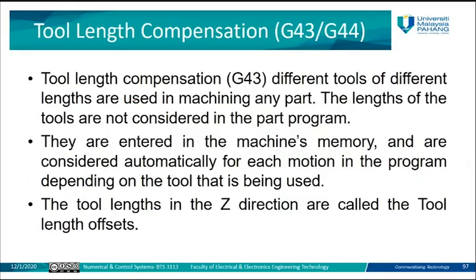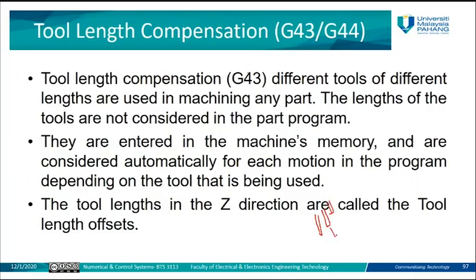Tool length compensation here is for G43 and G44. The tool length is different for different tools. For example, if you want to do drilling, how long or how deep do you want to go in the direction of the Z-axis? So we need to define G43 and G44 to identify the length of the tool itself, because if you have a set of tools, they do not have the same length. For example, this one has less length than that one.